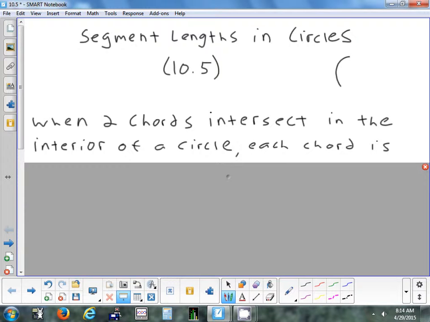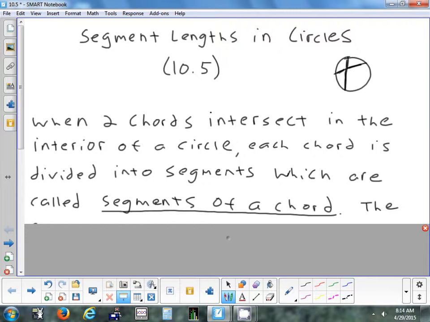Right, so I'll have a picture like this. Here's a chord. Here's another chord. The chords do not have to cross in the middle, so they don't have to be diameters. Any two chords. Now, you have basically four lengths here. Got 1, 2, 3, 4. If I give you 3 out of 4 of those lengths, you can find the fourth one. I'm going to show you how.